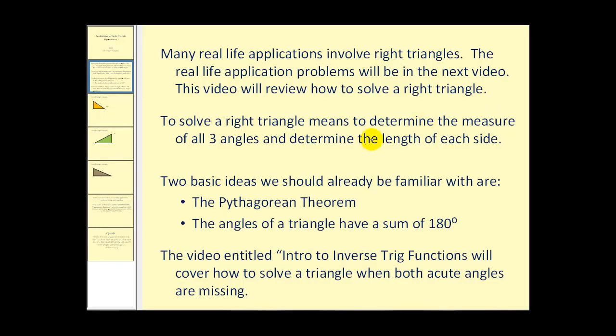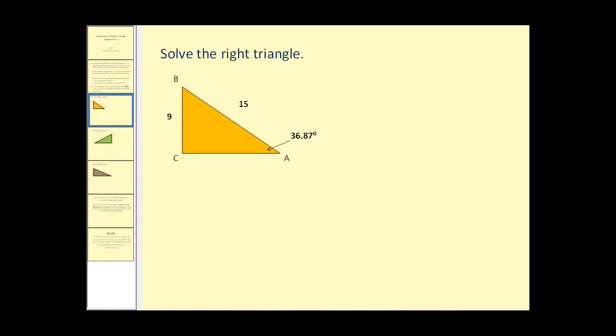To solve a right triangle means to determine the measure of all three angles and determine the length of each side. Two basic ideas we should already be familiar with are the Pythagorean theorem, and also that the angles of a triangle have a sum of 180 degrees. So let's solve this right triangle.